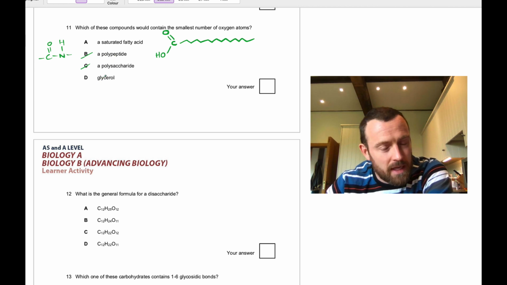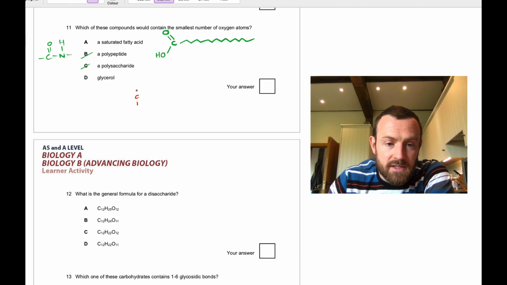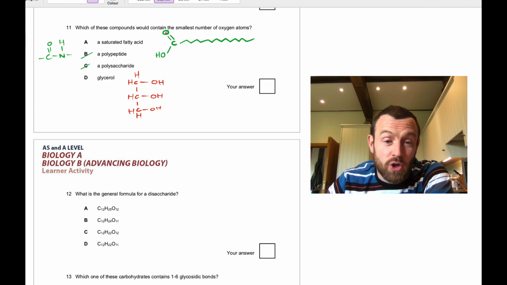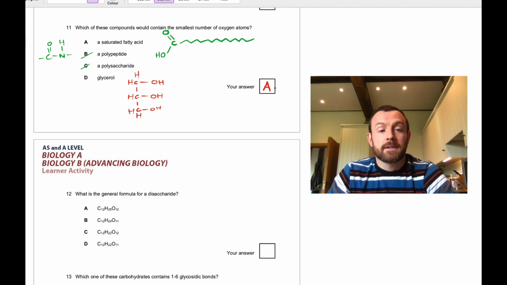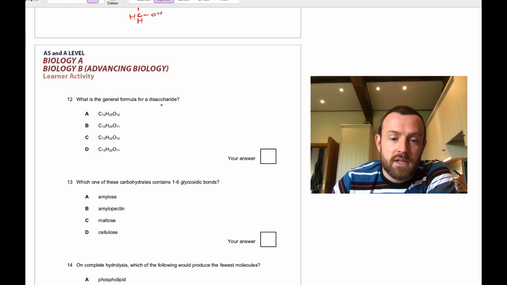What about glycerol? Okay, glycerol, we actually need to know the structure of it. Let's draw it. I'm going to draw it in red. It is like this. 3 carbons in a chain, 3 OH groups, like that, and then the rest are hydrogens. So actually we've got our answer now. If we compare the saturated fatty acid to glycerol, the saturated fatty acid has 2 oxygen atoms, glycerol has 3. So therefore the answer is A.